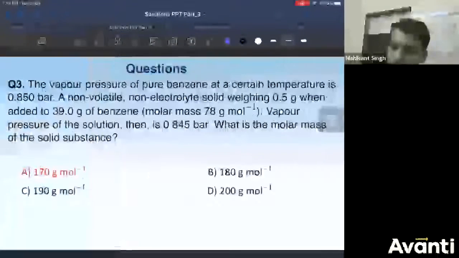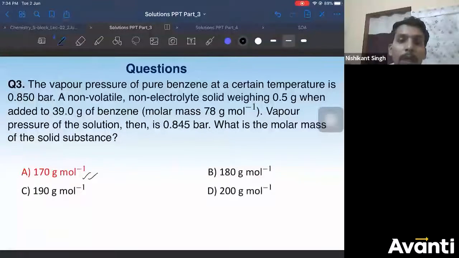So your correct answer is A, which many of you have got correct. Your answer will come out to be approximately 170 gram per mole. I think the majority of you have got A only, but still there are people who have got B and C. I hope this is clear. Is this clear, guys? The concept of relative lowering of vapor pressure is clear, right? If it is clear, then we'll move ahead with the next concept.